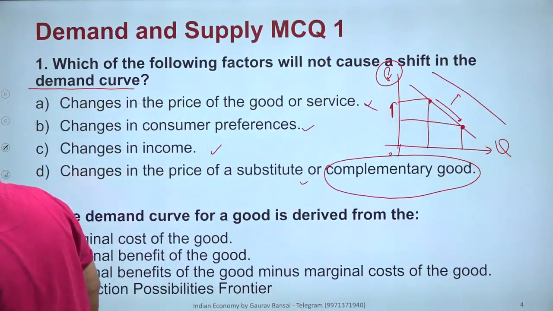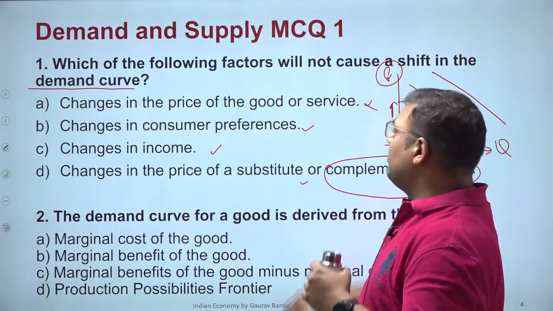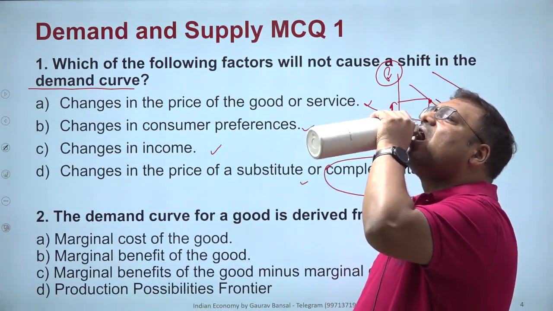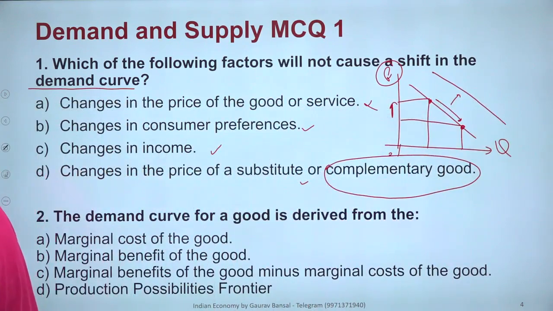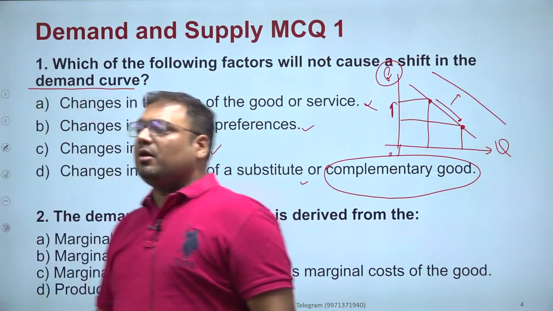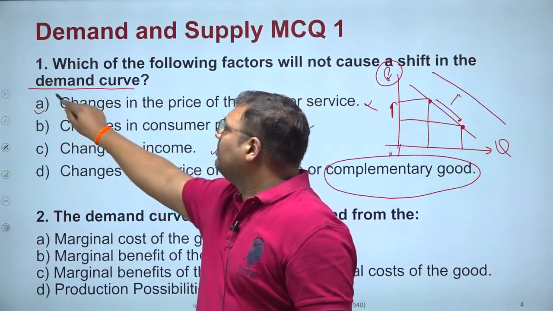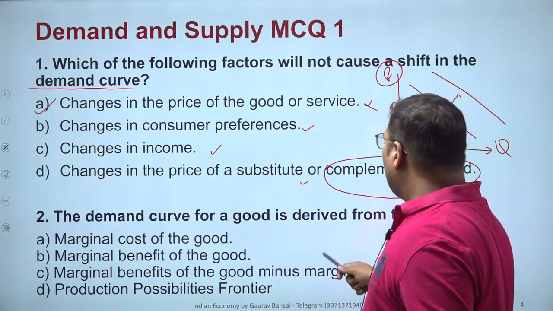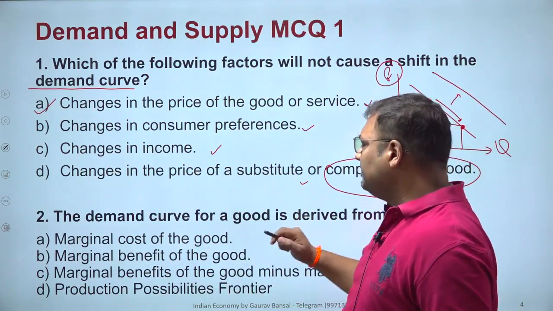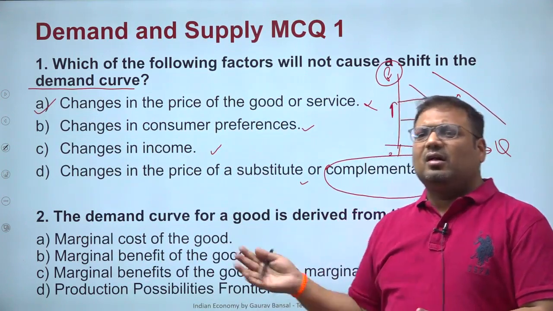So in this case, the question is which of the following will not cause a shift? So it is A. A will not cause a shift. This is the answer. Second, the demand curve for a good is derived from the... okay, take 20 seconds, attempt this one.